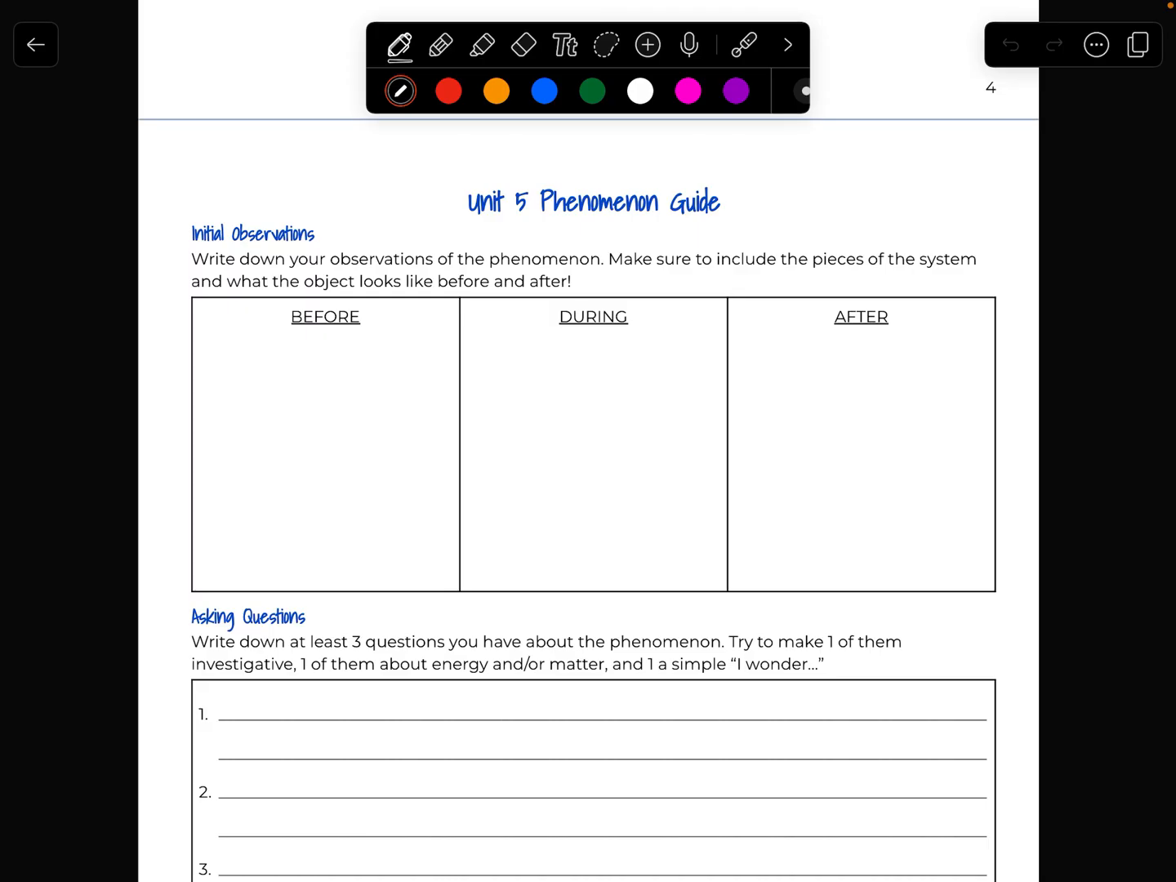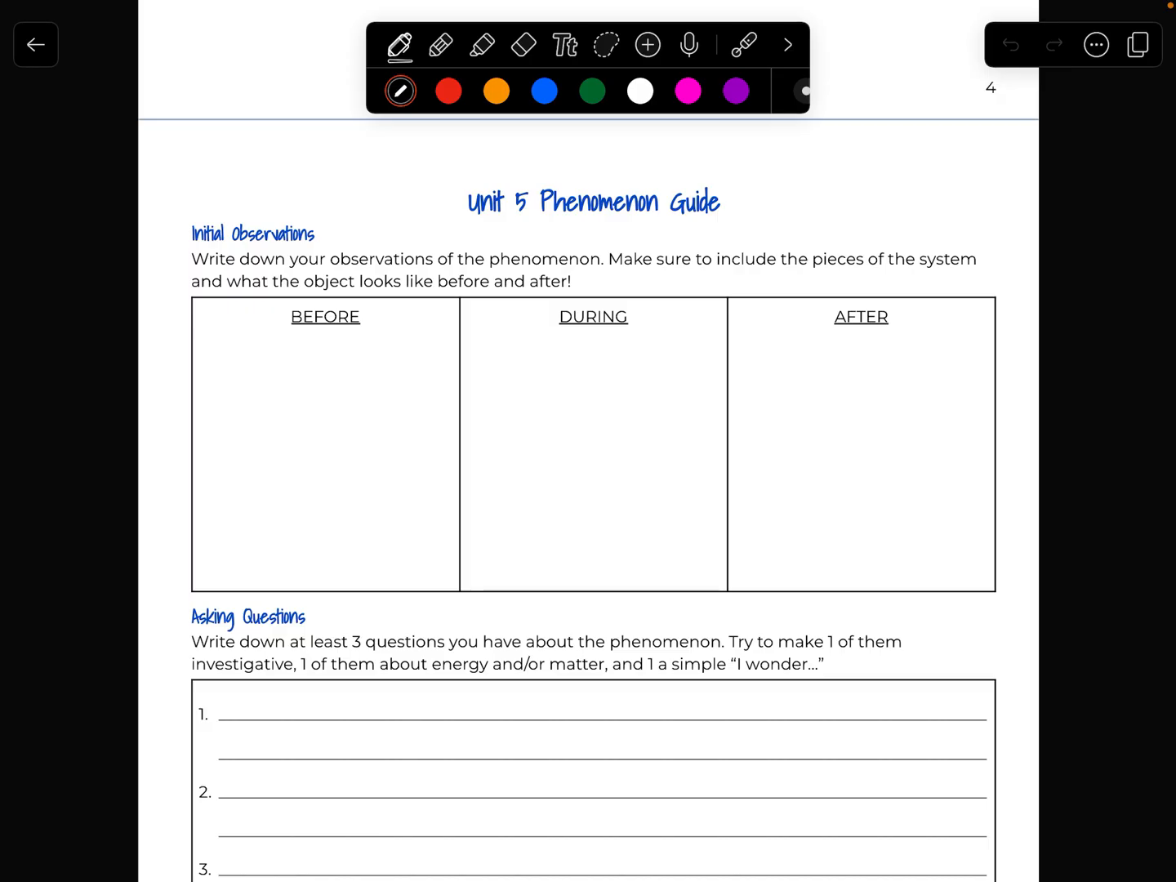Try to make one of them investigative, meaning is there something you could change about this system to investigate further? What other information might you want to know that might help you out? Try to make one of them about energy or matter. We've been talking a lot about energy, a lot about matter this entire class. I mean, we have to. Chemistry is the study of matter and its interactions, right? So try to make one of them about that. And then lastly, you can just do a simple I wonder. This is the easiest one. The only question you cannot ask is I wonder why it changed in mass. That's the question we all have, right? Get creative. What else can you come up with?